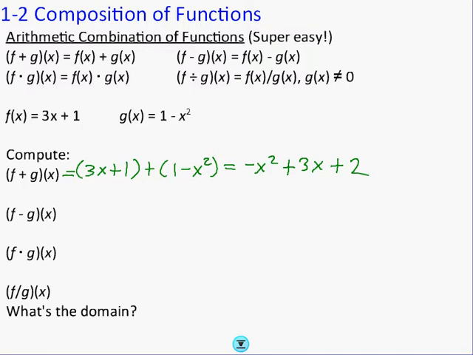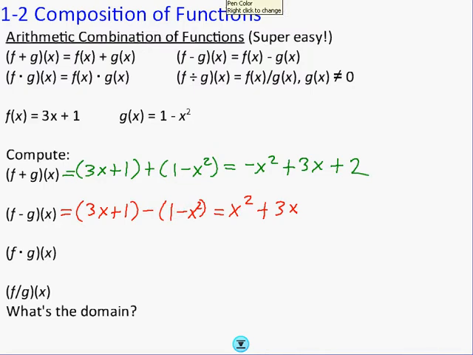It works very similarly for subtraction. F of x minus g of x. Okay, and again, we do this the same way. We'll need to distribute this negative. When I'm looking for the x squared terms, I have minus negative, so it's positive x squared. There's only a 3x. And here I have 1 minus 1, which is 0.